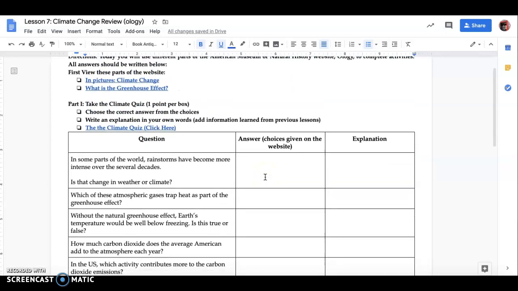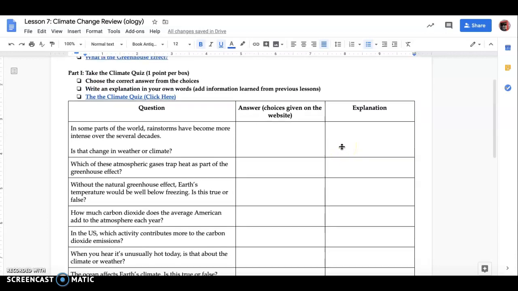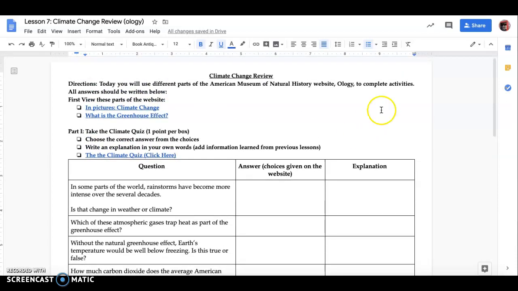When you do the quizzes, the answer choices are on the website. You have to pick the correct one. And then, in addition, you have to give an explanation. Now, there is information on the website, but it is not sufficient in many cases. It's going to require you to reach back into your prior knowledge from the previous lessons and add explanation. I will get into that in a little while.